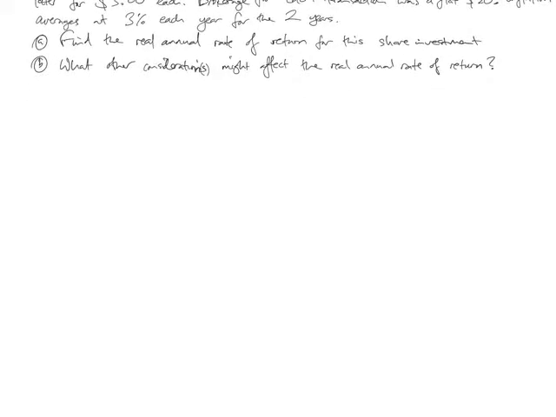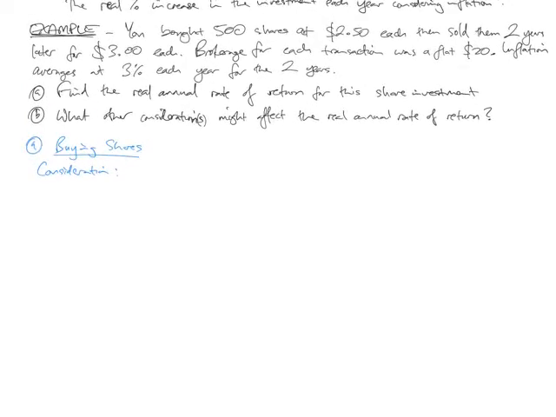So part A, find the real annual rate of return for this share investment. So we need to do those steps. First one was buying the shares. There's 3 parts to buying shares. Consideration is going to be the number of shares times the price of those shares. So 500 shares times $2.50 equals, I'll grab the calculator out. Bear with me.